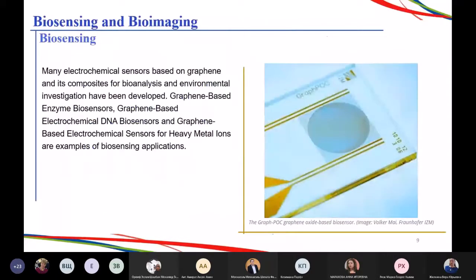Another bioapplication of graphene is because of its fabulous electrochemical behavior. It's a promising electrode material in electroanalysis. Many electrochemical sensors based on graphene and its composites for bioanalysis and environmental investigation have been developed. Graphene-based enzyme biosensors, graphene-based electrochemical DNA biosensors, and graphene-based electrochemical sensors for heavy metal ions are examples of biosensing applications.